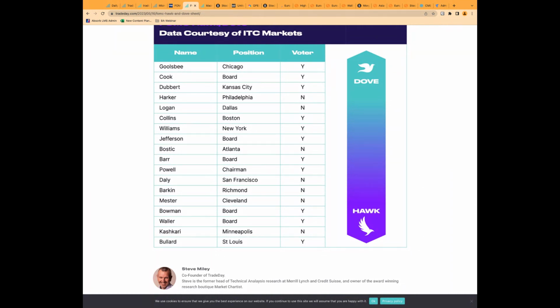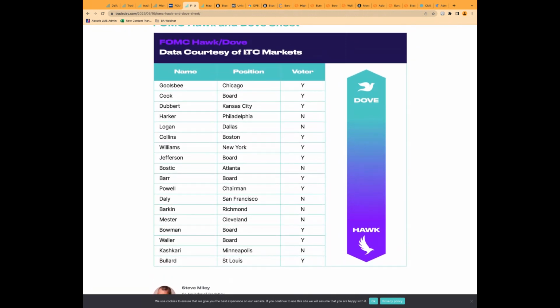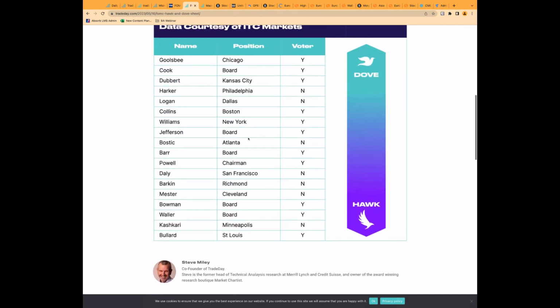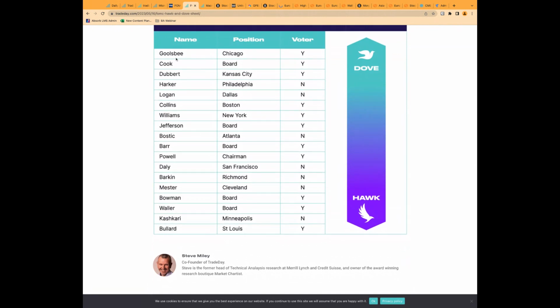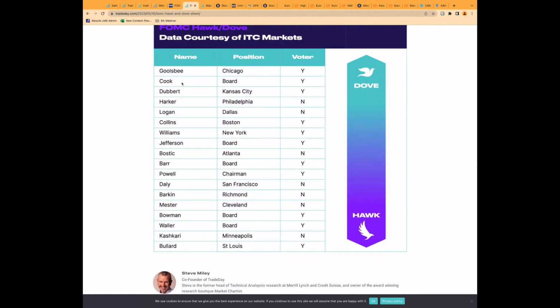So a dove saying something dovish, not a big deal. Jefferson is more centered, I'd say he's actually a bit more down here now, maybe even. These positions come from ITC Markets, actually. It's a research boutique that I have an association with. So this is their view, not my opinion. This is where the research boutique ITC Markets thinks these guys and ladies measure up as hawks or doves. So Jefferson is certainly centered, I would say slightly more on the hawkish side.